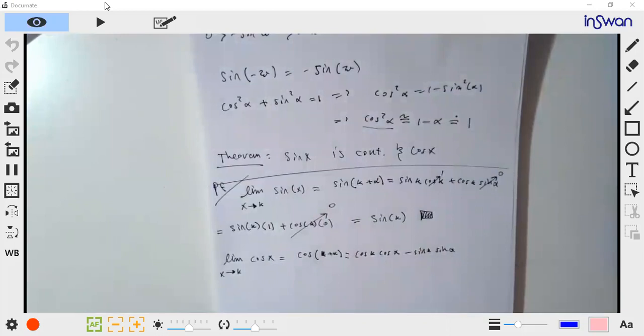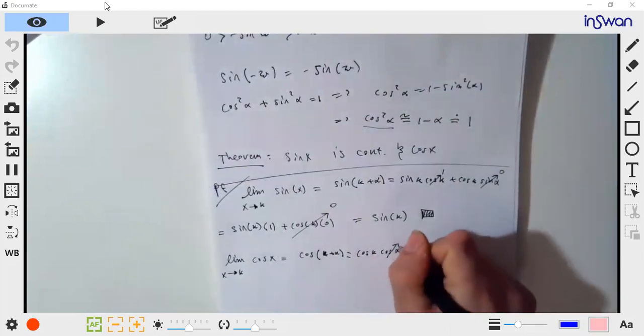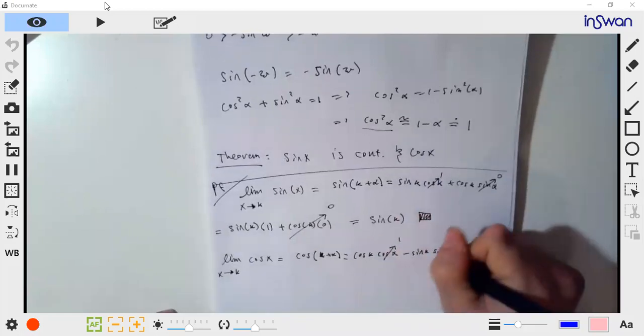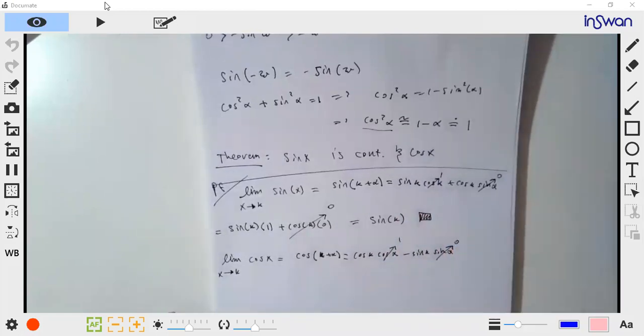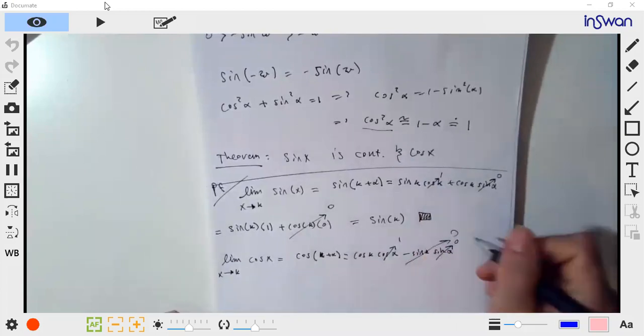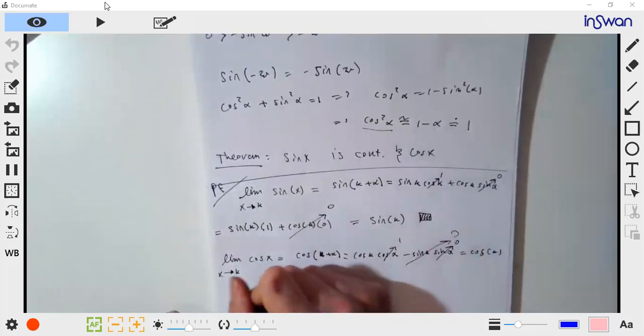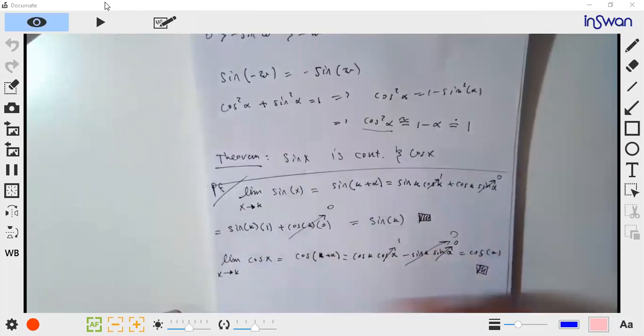We notice that the cosine of alpha evaluates to 1 because alpha is basically 0 and cosine of 0 is 1, and that the sine of alpha goes to 0 because sine of 0 is 0. So the second term goes to 0, and this reduces to just cosine of k, which again shows that the limit as x approaches k of cosine of x is equal to evaluating cosine at k. So we've shown that it's continuous.